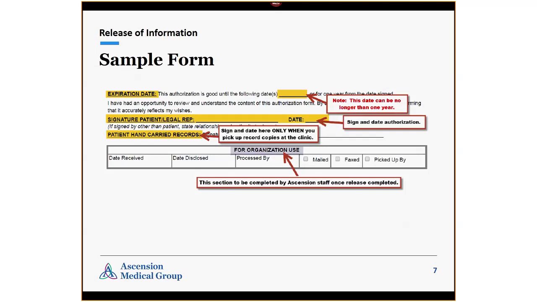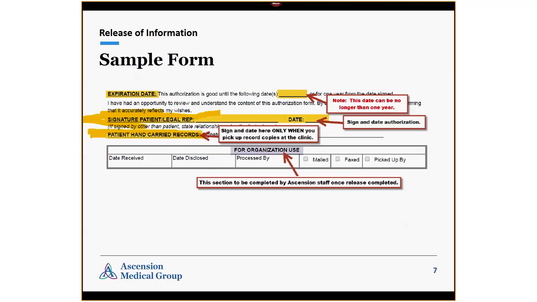The form must be signed and dated, and you want to be sure that the patient signs in the correct spot. Often we find the patient has signed in the patient hand carried section, and that is to be used if the patient is picking up records from the clinic. So, for example, the audiology department oftentimes will give a copy of the audiogram to the patient at the appointment. They would have the patient sign on the patient signature line authorizing the disclosure, and then they would have the patient sign on the patient hand carried line to indicate that the patient took that record with them.